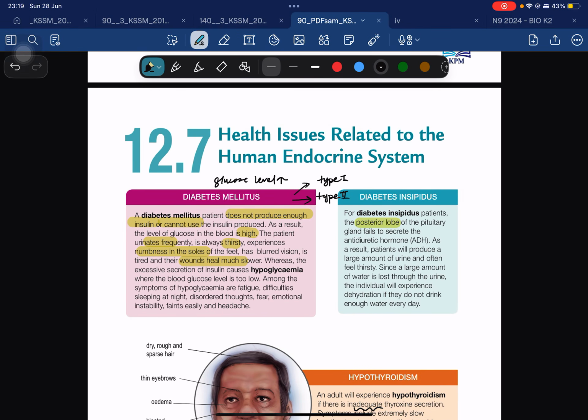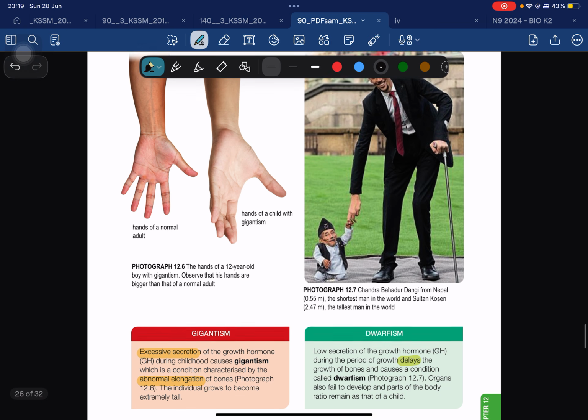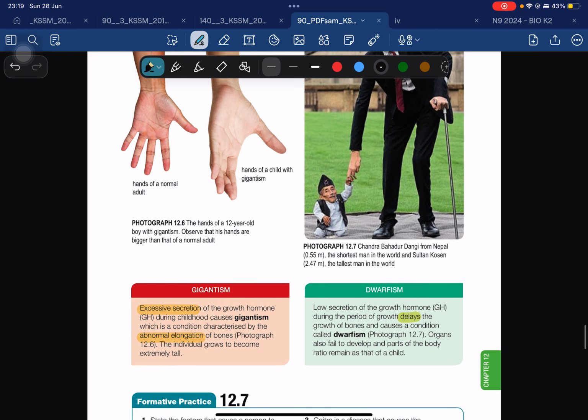Okay, so today we're going to learn about 12.7. Okay, selamat sejahtera. Belum salam dulu. Okay, 12.7 iaitu health issues related to the human endocrine system. So in this topic we're going to learn about diseases related to hormone imbalance. So there will be diabetes mellitus, diabetes insipidus, hypothyroidism, gigantism, and also dwarfism.